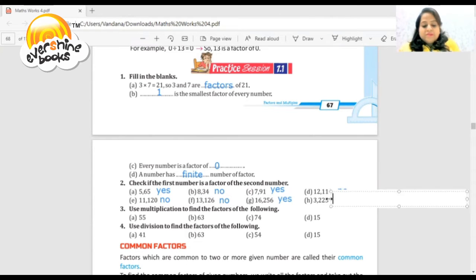Okay. Now 3 and 225. So you will write here yes, because it is fully divisible by 3, meaning 225 is fully divisible by 3. Now students, use multiplication to find the factors of the following.